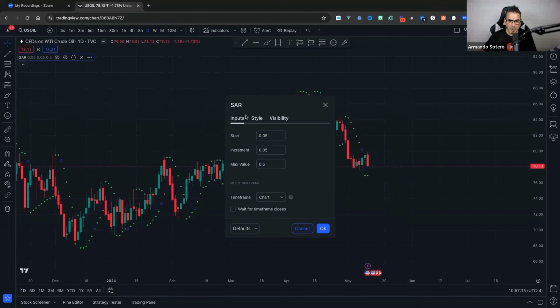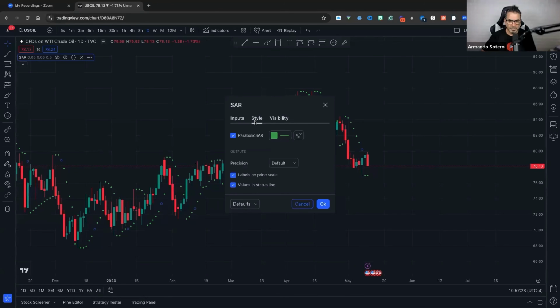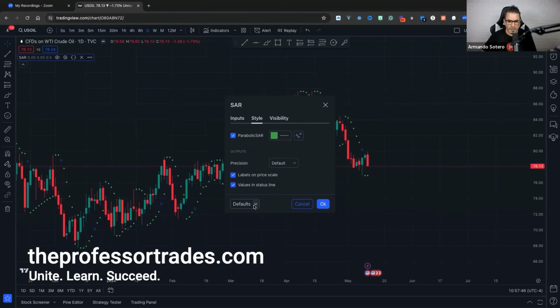That Settings tab will first take you to the inputs. Now, you want to make sure that your settings are the same as mine. So you want to have a start of 0.05, an increment of 0.05, and a max value of 0.5. When you head over to the style, you can actually change this to your personal liking. Because I use the dark background, I like the lime green color, and I like to use the circles, but you're more than welcome to play around with any of these settings and change it to your personal preference. So for me, I'm going to leave it as is.